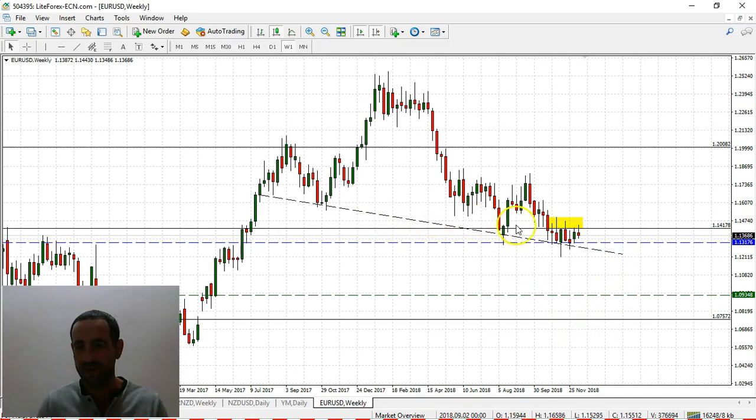Converging very conveniently with the blue dotted line here. Now, what is that blue dotted line, you ask, right? That blue dotted line is actually a very important projection level. It is the 1.236 Fibonacci projection measurement on the head, right? Every time you see a head and shoulders pattern, you have to focus on the head.